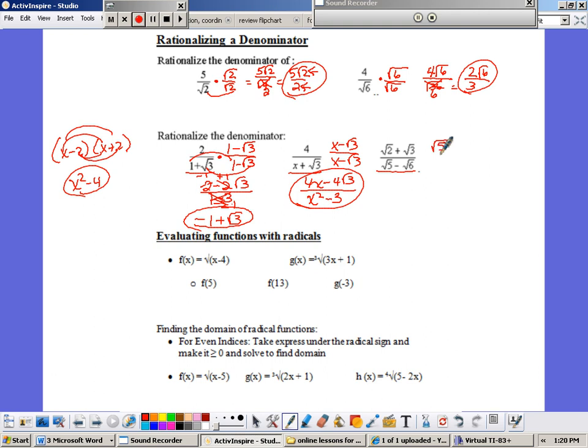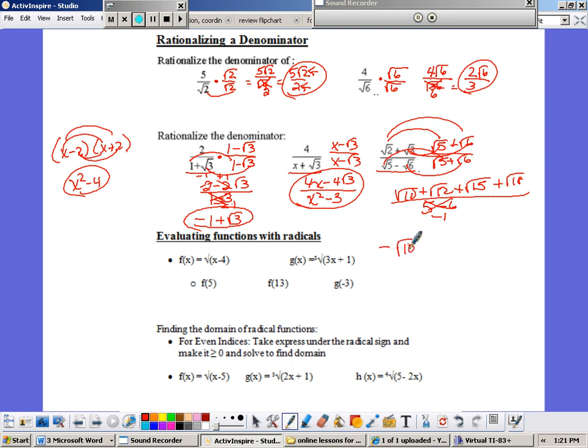Conjugate of square root of 5 minus square root of 6 is square root of 5 plus square root of 6. Okay, square root of 10, square root of 12, square root of 15, square root of 18, over square root of 25, which is 5, negative the square root of 36, which is 6. So this becomes negative 1. I don't like leaving negatives in the bottom, so I'm going to change all the top ones to negatives and get rid of the negative 1 in the bottom then.